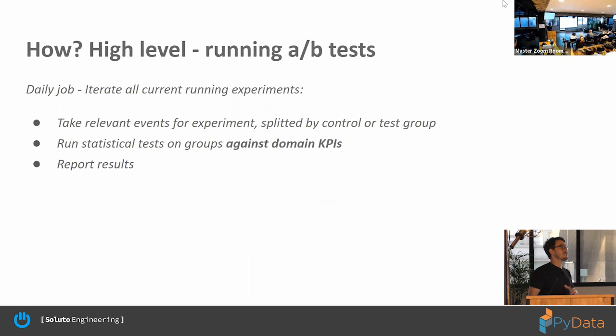And then we have all the data in the same place where all our analytics resides. We can iterate on every currently running experiment and test the control and test groups against all our different domain KPIs. So we specifically run the A/B test against specific domain KPIs. And later on, we report the result, which currently is by email to the relevant people who created the experiment.